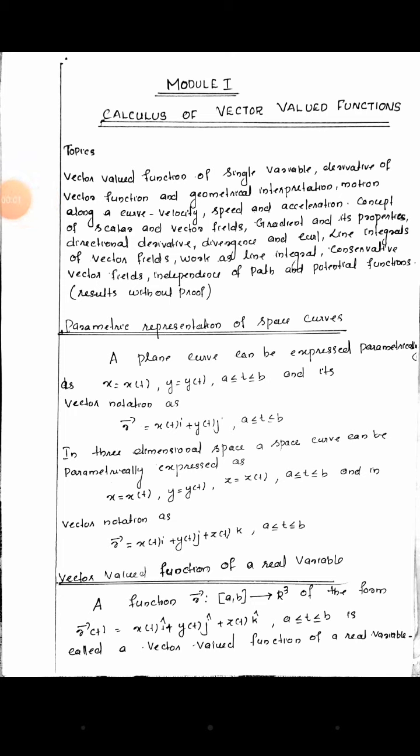Module 1 deals with vector valued functions. In a three-dimensional space, vector R is equal to xi plus yj plus zk, where x, y and z are functions of t and are called components of vector R. We have to find a limit of vector R.